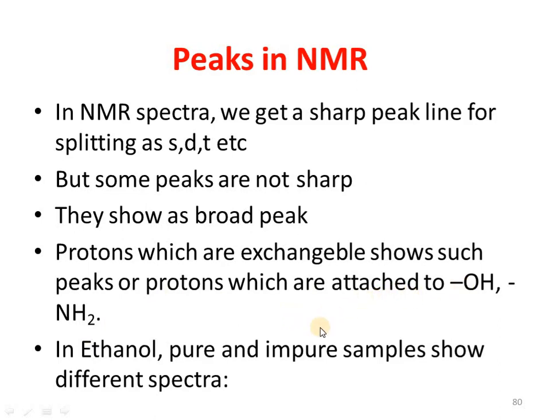Now if we take up a very good, important example, that is ethanol. In ethanol the OH group is present, that is, that proton has also its signal, which can interfere with the adjacent protons, or it may not interfere with the neighboring protons. That depends upon whether the ethanol is pure or it is an impure sample. So in ethanol, pure and impure samples show different spectra, which we take up.